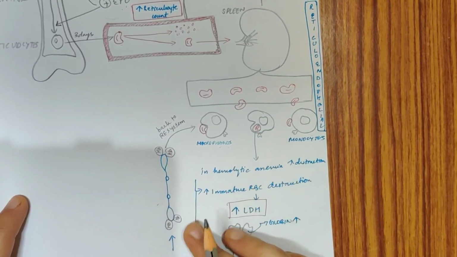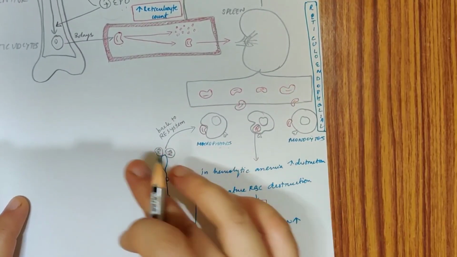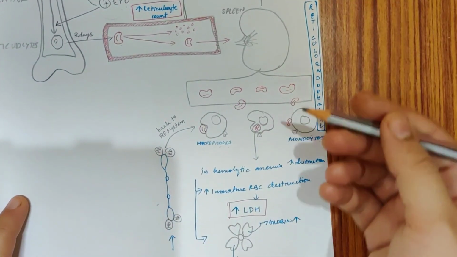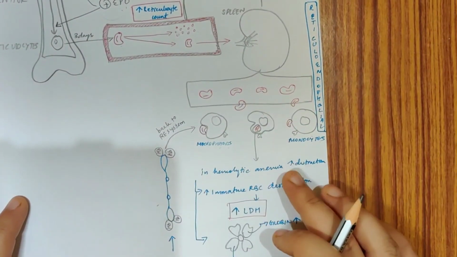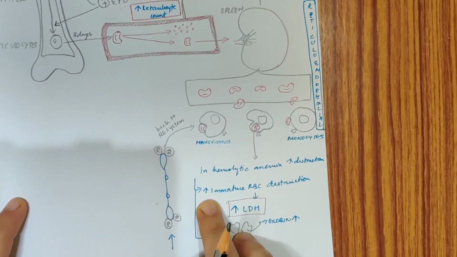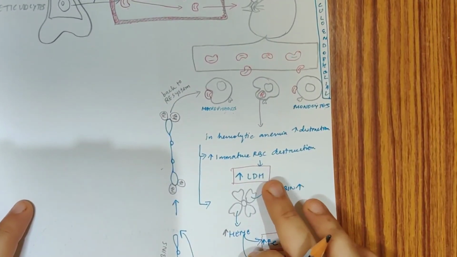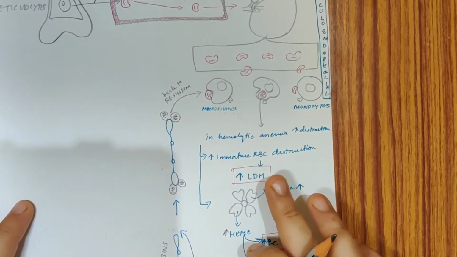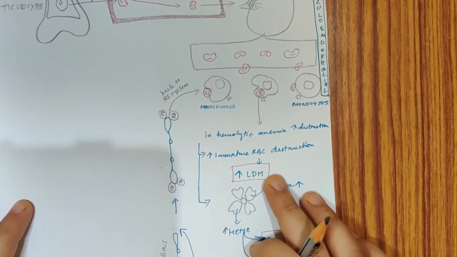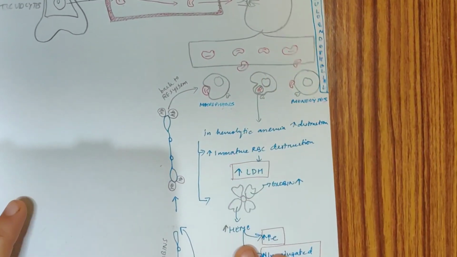So what happens in hemolytic anemia? There is a lot of hemolysis. What does hemolysis mean? Breakdown. There's a lot of destruction of RBCs. Because of this, there's an increased amount of immature RBCs which are getting destroyed. So this will cause increased LDH. Lactate dehydrogenase will increase.